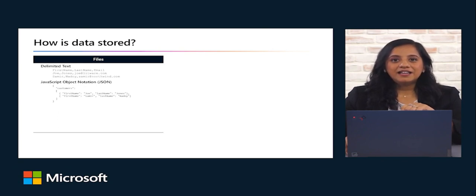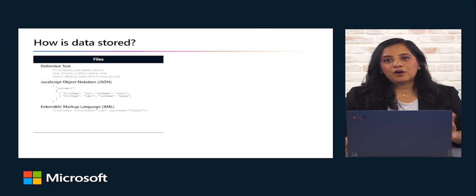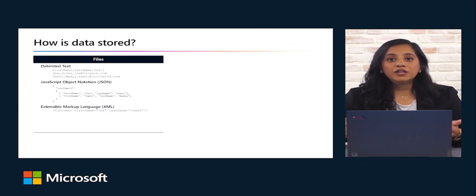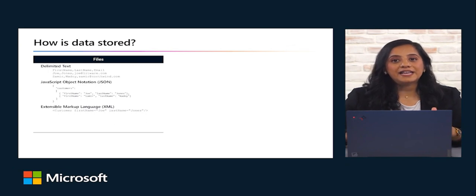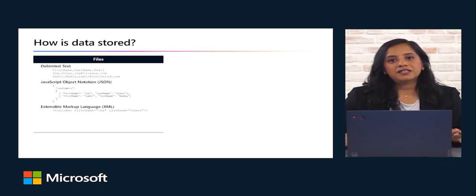Next is XML. This is also a very famous human readable data format. It's called extensible markup language. In this format, the data is enclosed in angle brackets. We use tags to define the elements and attributes as shown in the example. It's similar data, but it's just represented in the XML language.